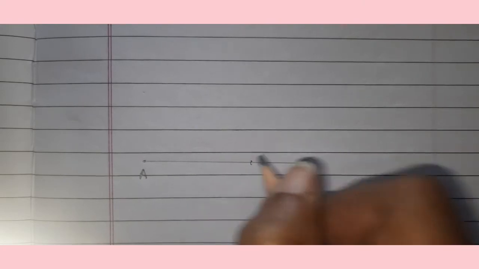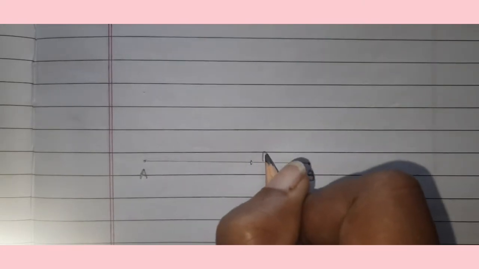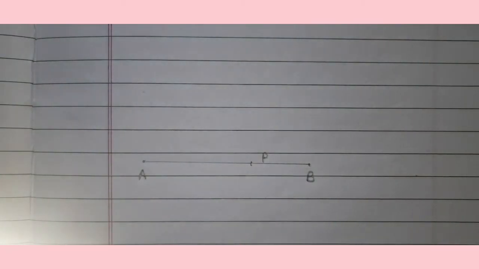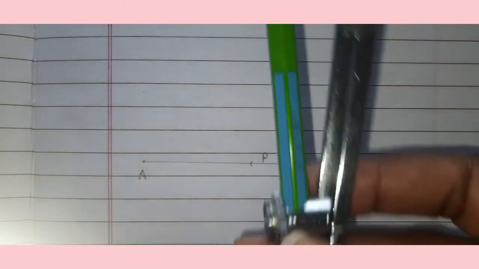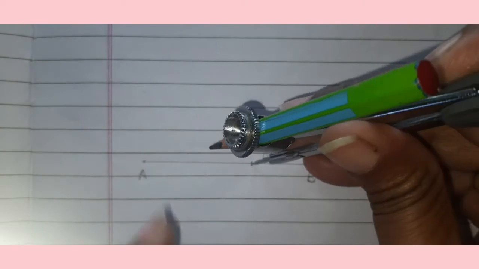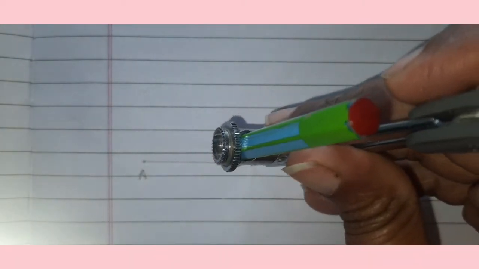I'll name this as AB. And on this, I have to take a point P anywhere, wherever I feel. So here somewhere is point P. And from this point P, I have to draw the perpendicular to it. For that, what I need is a compass. With this compass, I'll be drawing an arc on either side of any measure. You can take a small measure in your compass. Keep the pointer on P and give an arc on either side of line segment AB.